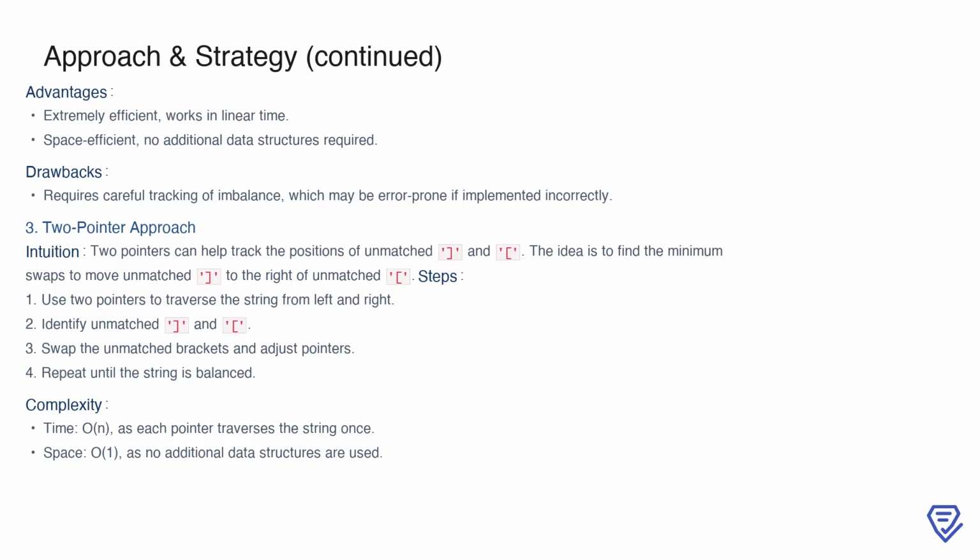Another approach we considered is the two-pointer technique. In this method, two pointers are used to identify positions of unmatched brackets. One pointer starts from the left and the other from the right, and they work together to locate unmatched closing and opening brackets, which are then swapped. This process is repeated until the string is balanced. Like the stack-based method, the two-pointer approach also operates in linear time and constant space, but it relies on precise pointer management to avoid errors.